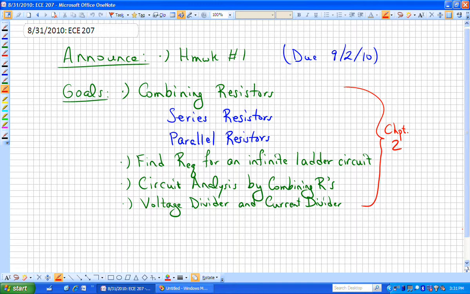We'll then show why this is useful in terms of being able to combine resistors, parallel combinations, series combinations, etc., to help us analyze a circuit differently than maybe KVL and KCL, which is what you're doing in Chapter 1 type material. Then we might have a class participation problem on voltage divider and current divider.